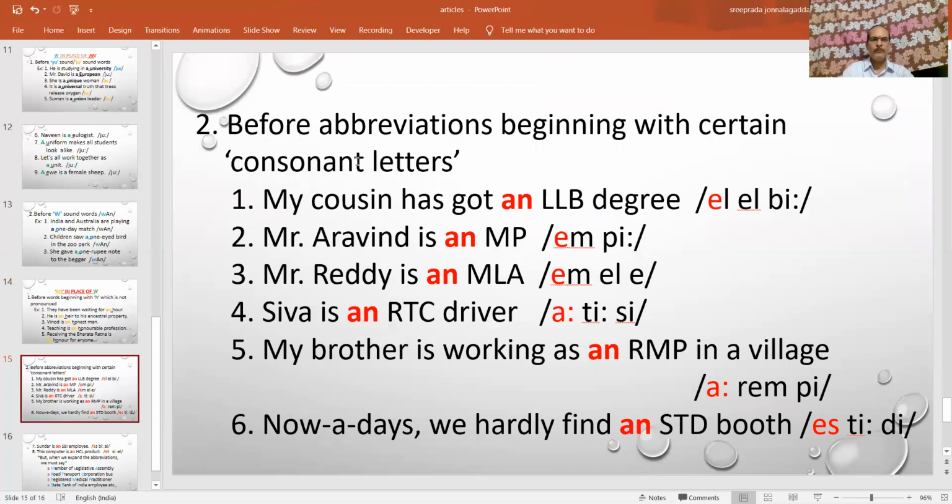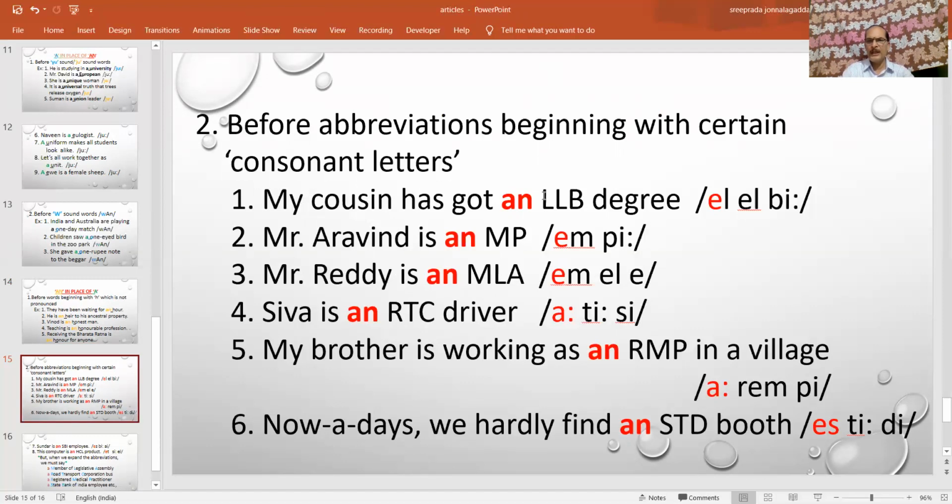Next one. In some abbreviations also, even though they begin with a consonant letter, the pronunciation begins with a vowel sound. Let us discuss how. There also we have to use an, not a. My cousin has got an LLB degree. An LLB. Why have we used an before LLB? LLB begins with the consonant letter L. But why have we used an here? An LLB.